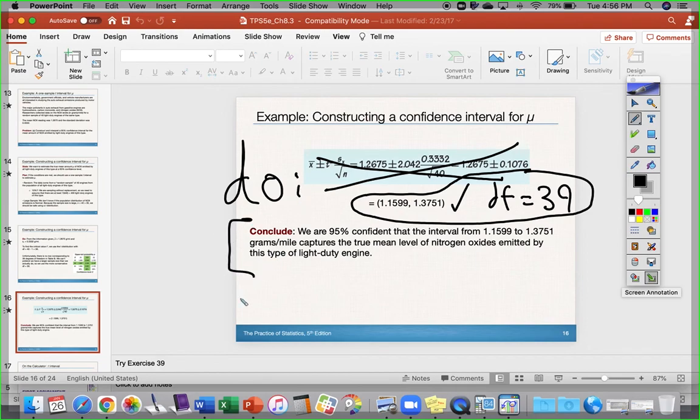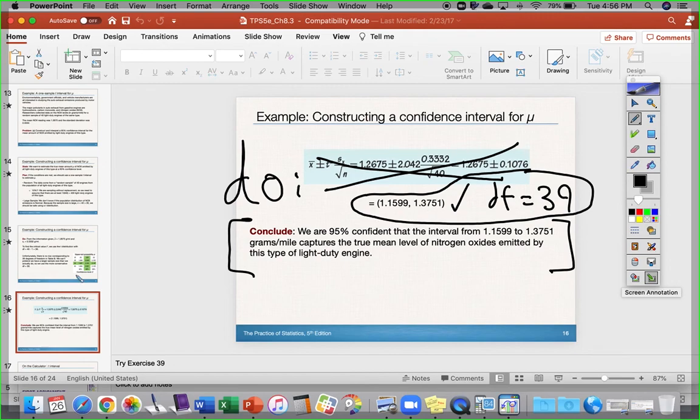And now conclude. You need to be able to write this sentence out. It's always the same. We are 95% confident that the interval from 1.1599 to 1.3751 grams per mile captures the, and then you put what it is, true mean nitrogen oxides emitted by light-duty engines. That's it. You have to be able to write that form sentence.